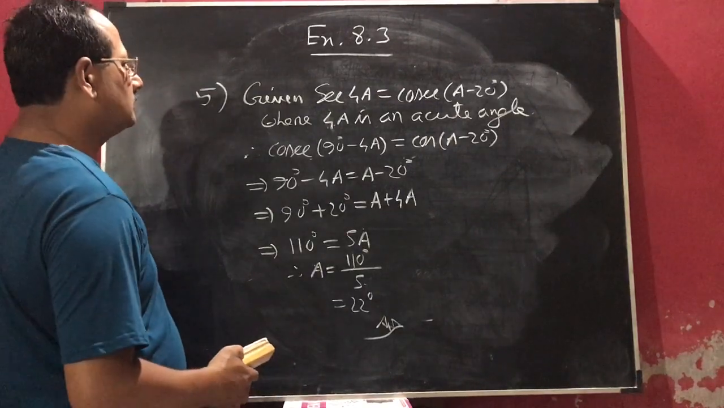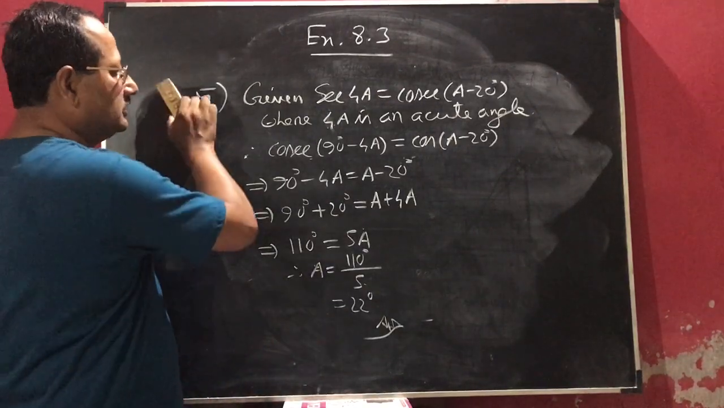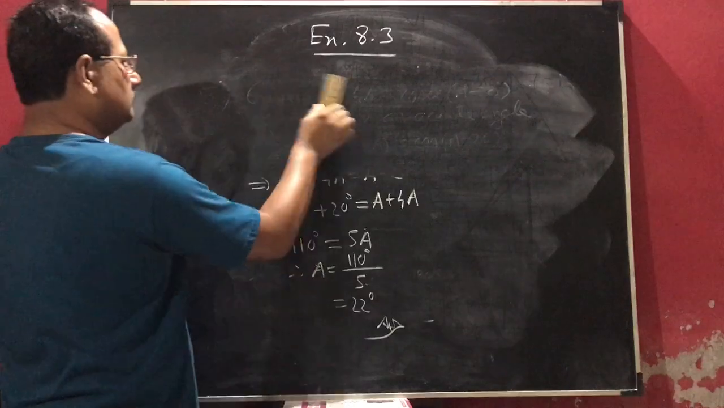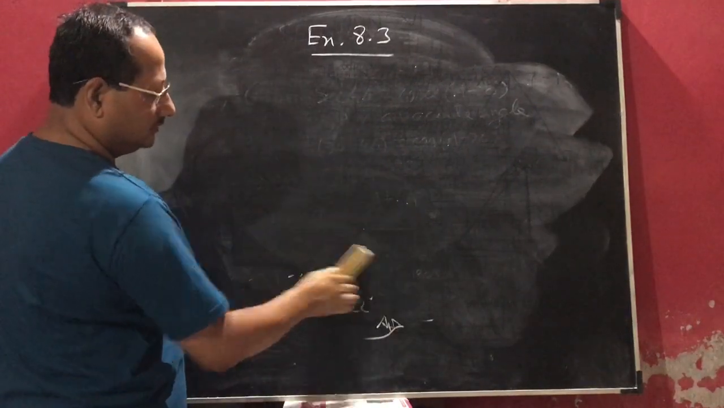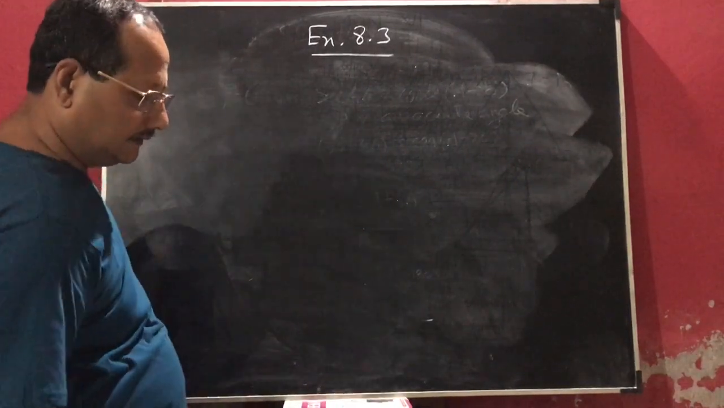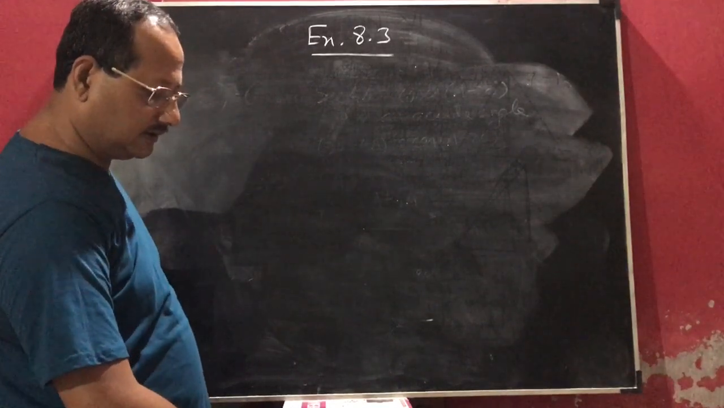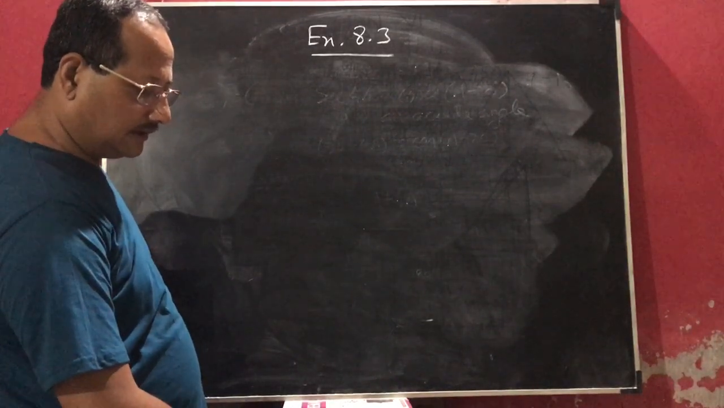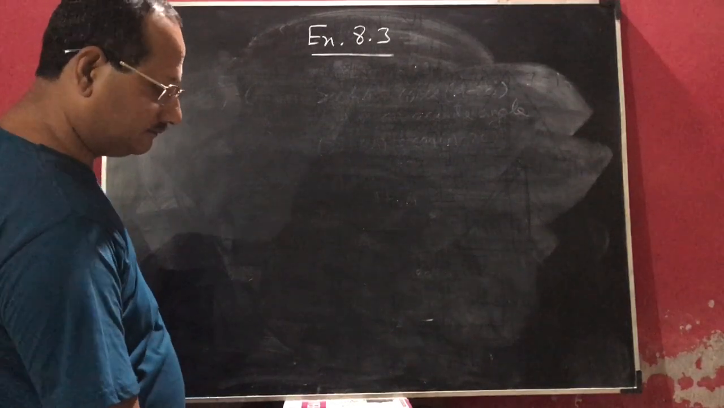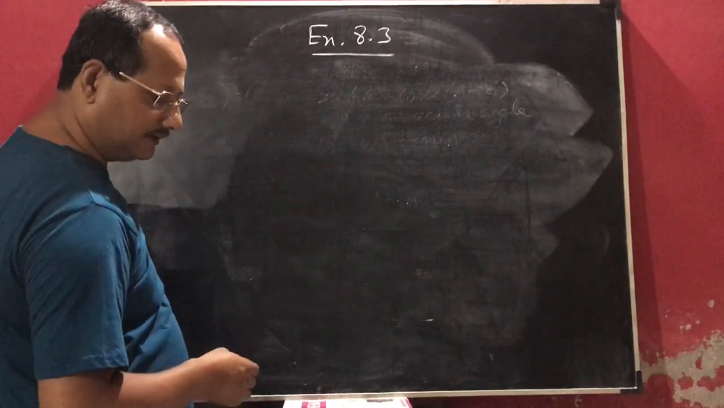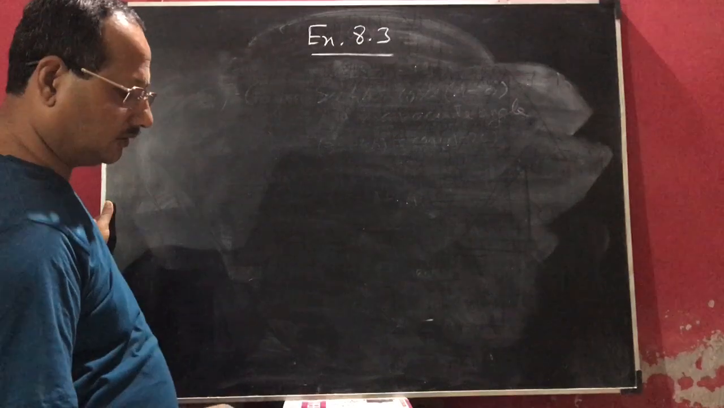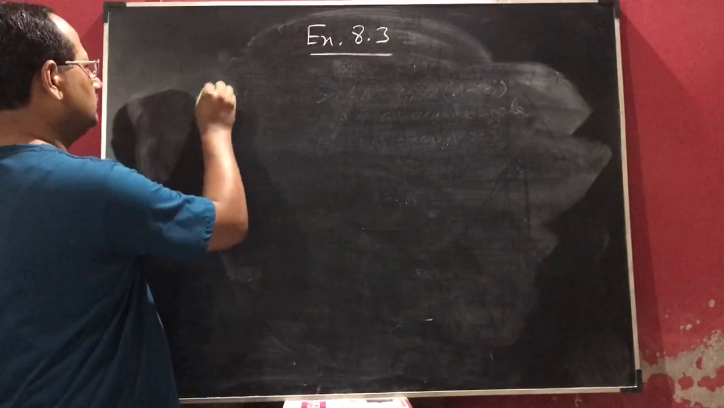Now come to question number 6. The most important question for examination purpose. The question is, if A, B, C are interior angles of a triangle ABC, then show that sin((B plus C) by 2) equal to cos(A by 2). Number 6.